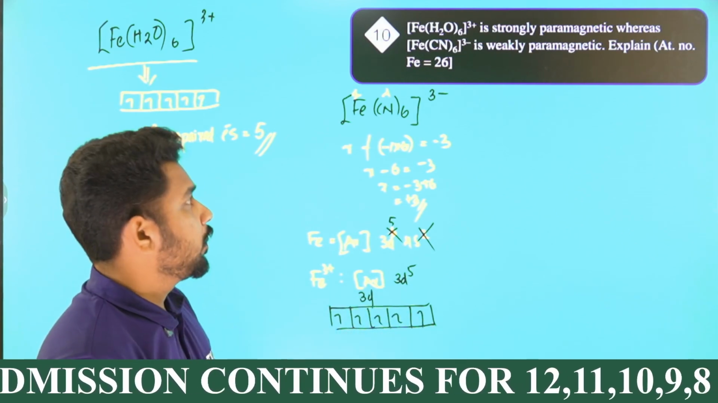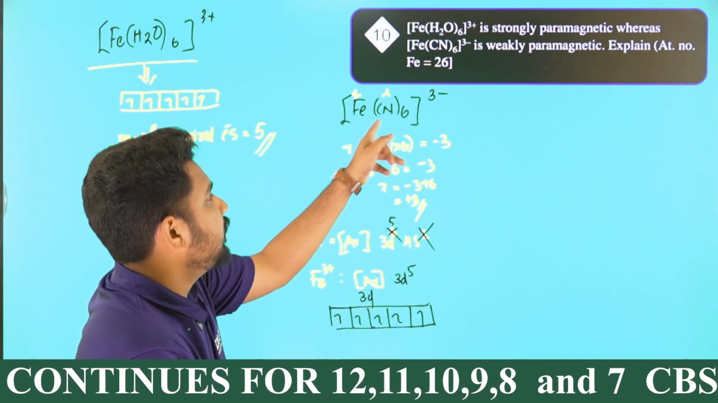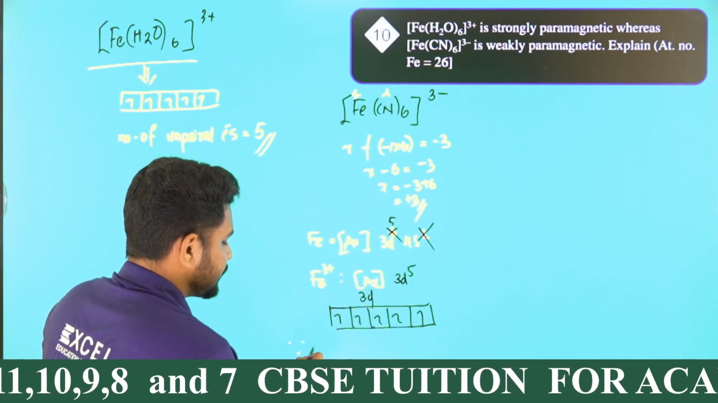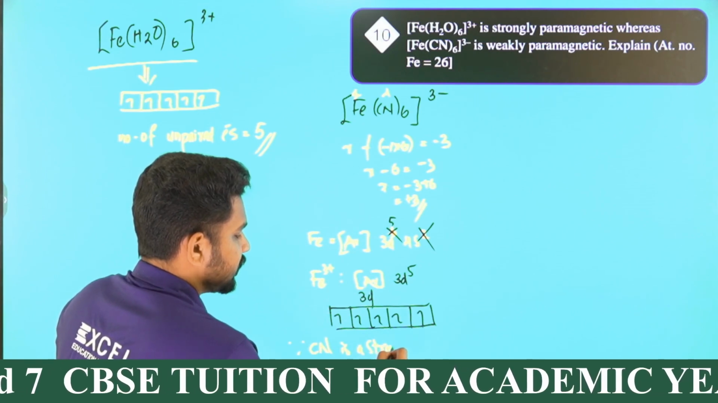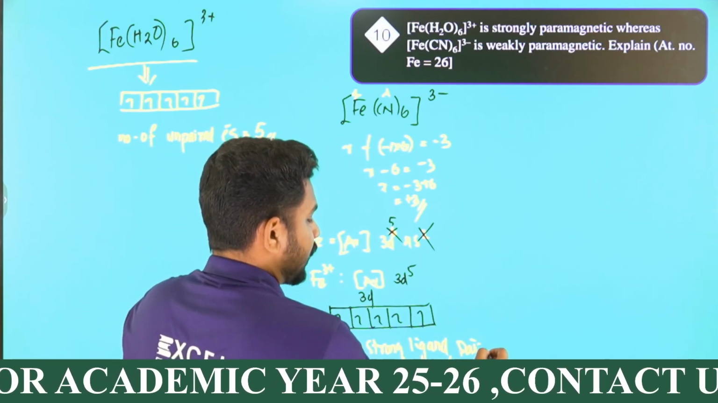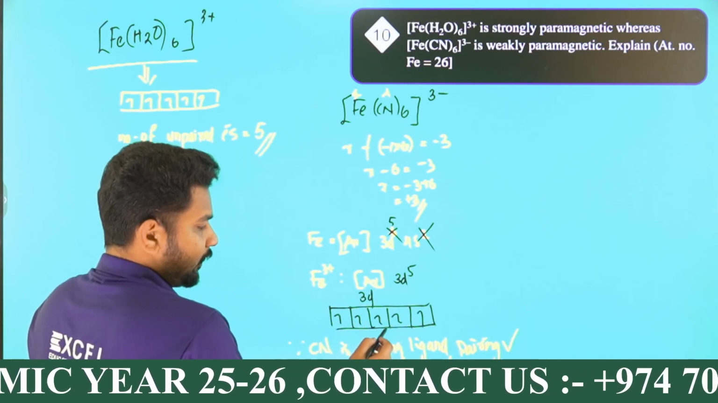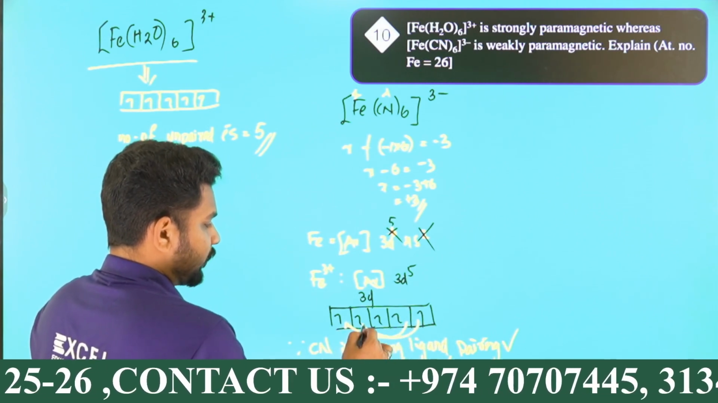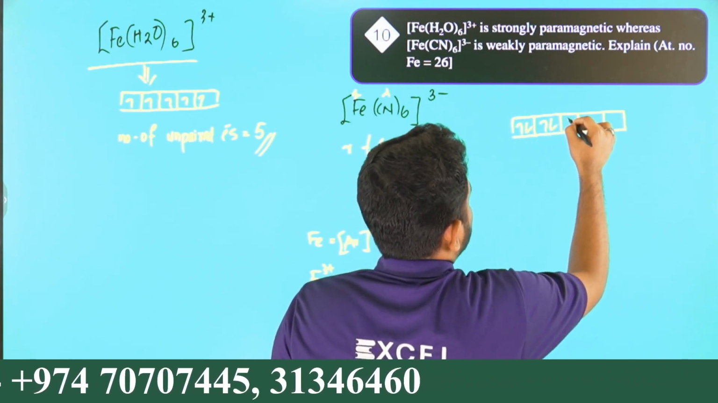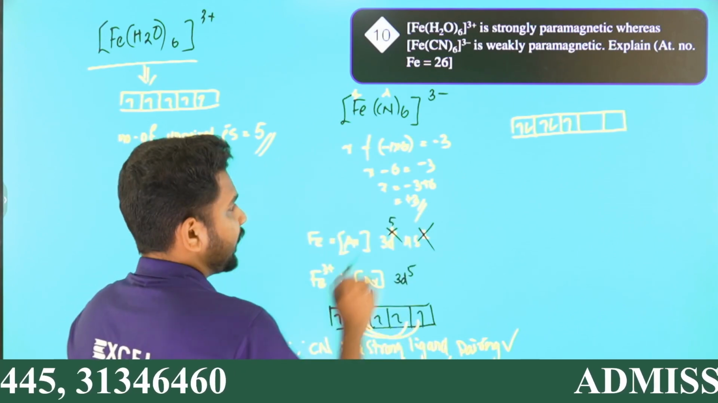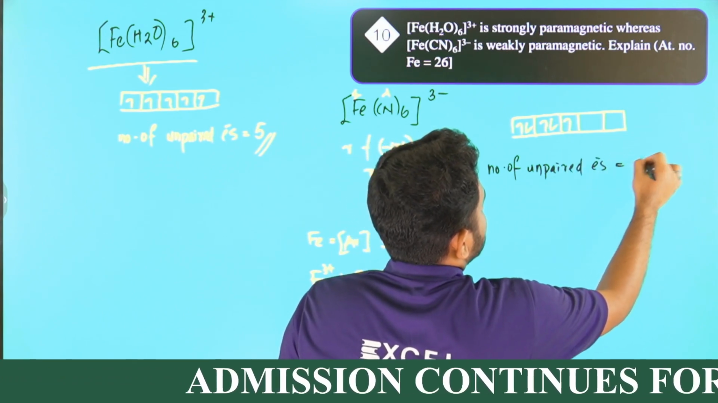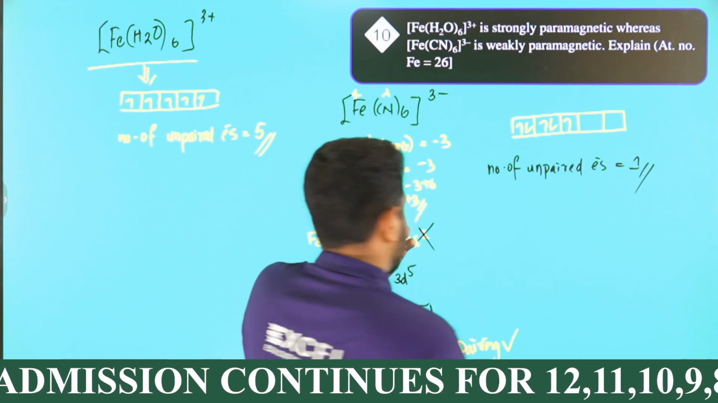But the problem is, here you can see the ligand is a strong ligand, CN. The cyano group is a strong ligand. So since CN is a strong ligand, what will happen? Pairing will take place. So it will get paired. This will come to here and this will come to here. It will get paired like this. So you can see how many unpaired electrons are there? The number of unpaired electrons here is equal to 1. Here the number of unpaired electrons is equal to 5.